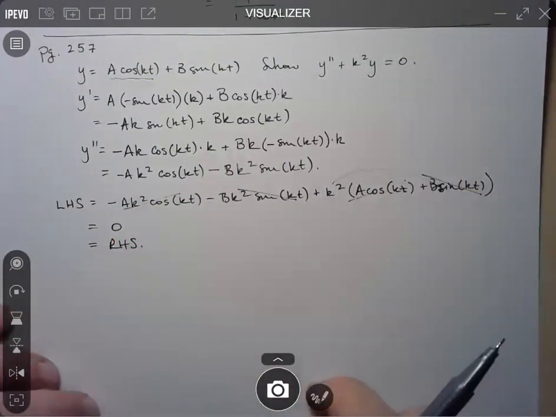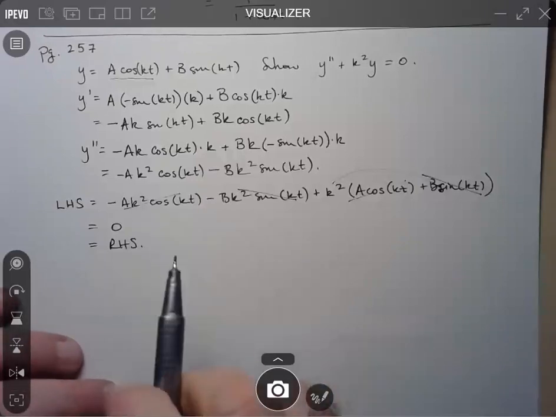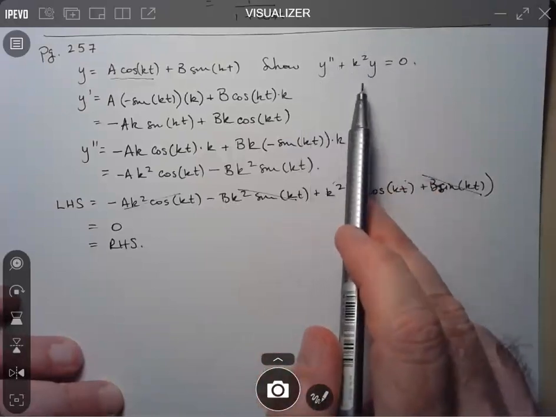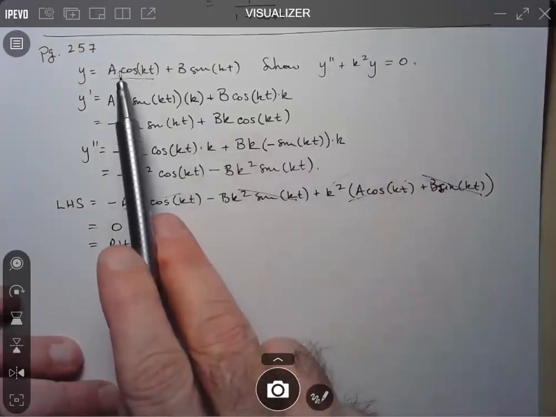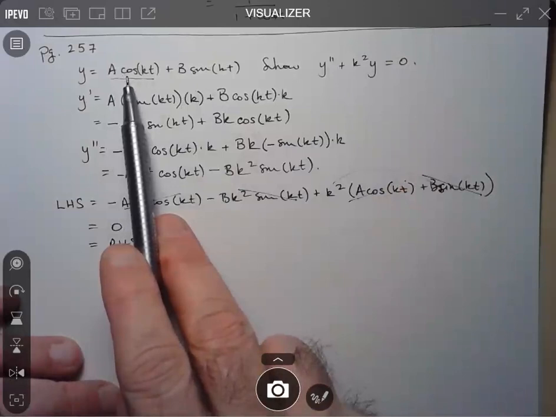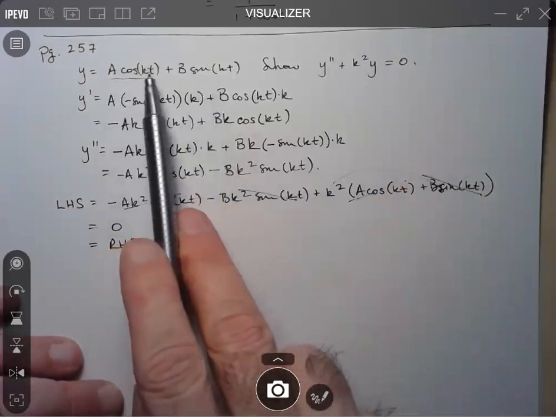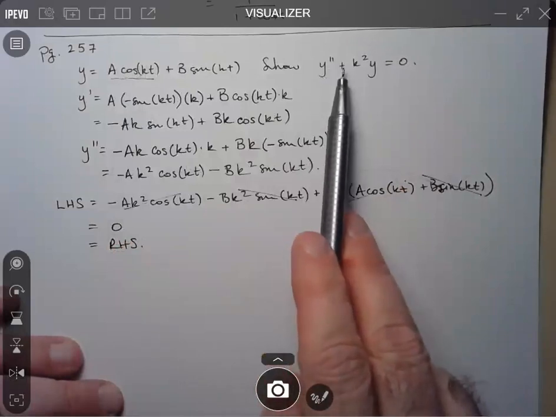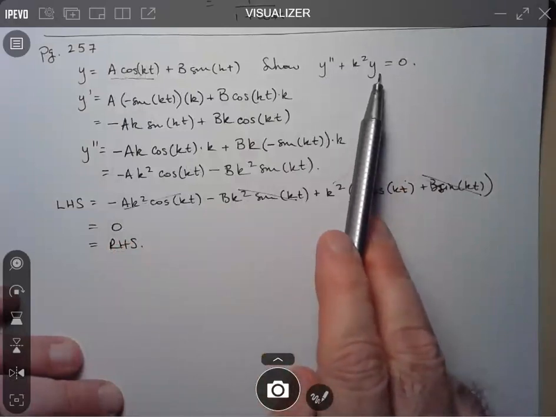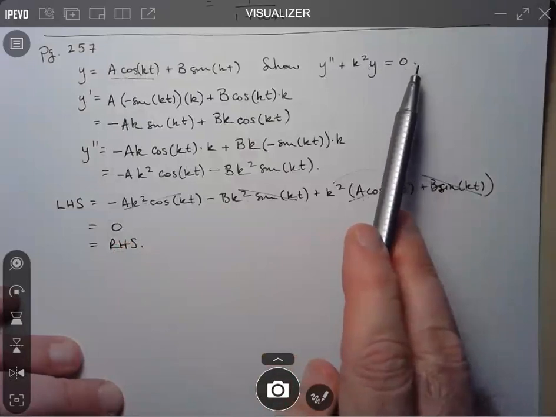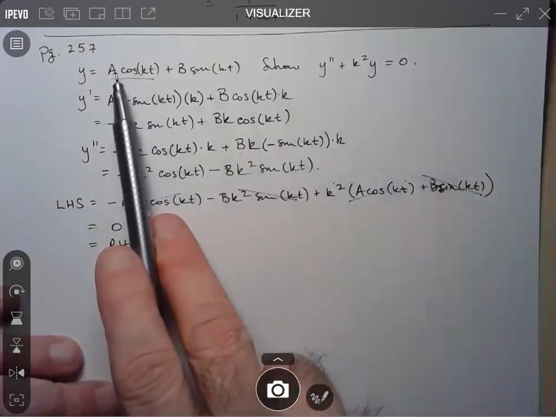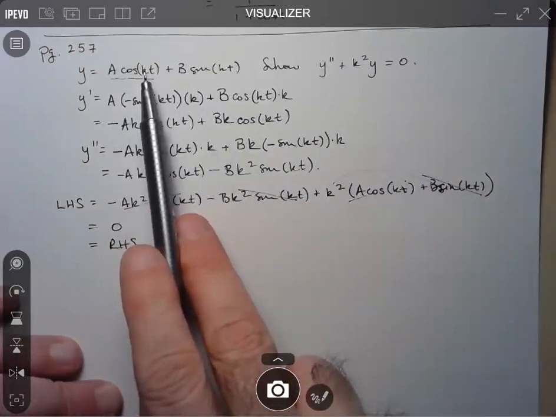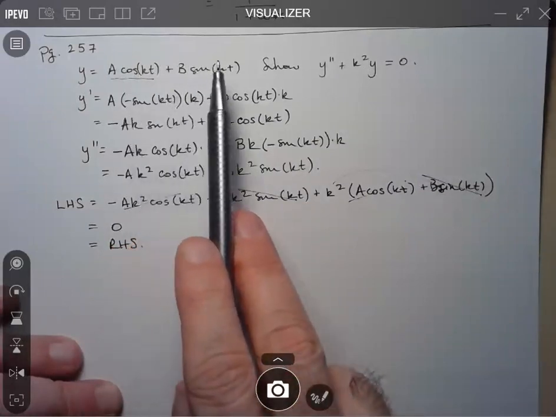So here what we have is we've shown that this equation is indeed satisfied. If I start with this function, which is a combination of these two trigonometric functions, and I take the second derivative plus k squared times the function, that would be equal to 0, regardless of what the constants a, b, k are, and for any values of t.